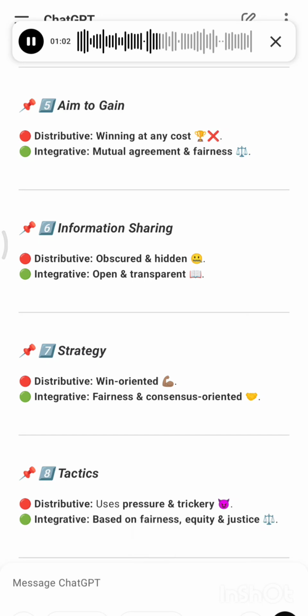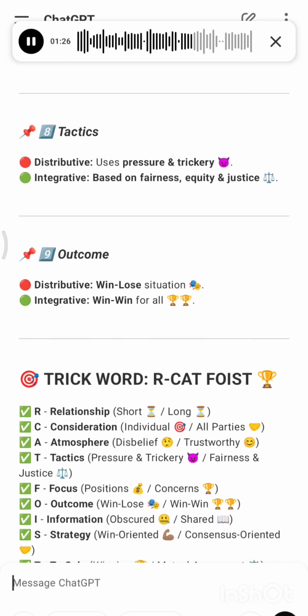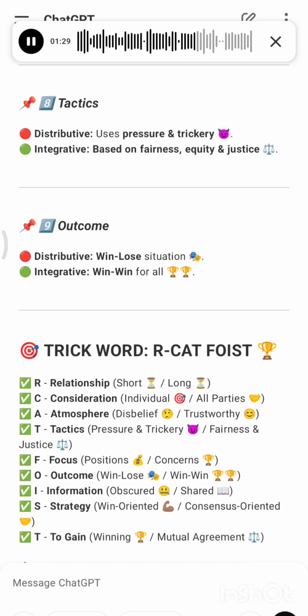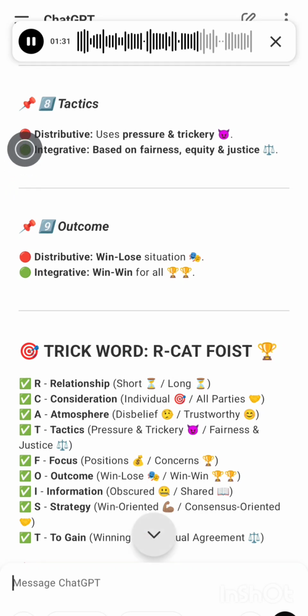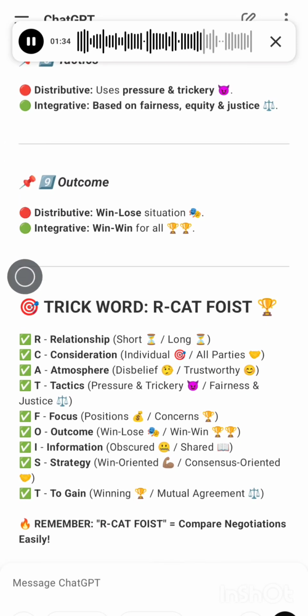6. Information sharing. Distributive: obscured and hidden. Integrative: open and transparent. 7. Strategy. Distributive: win-oriented. Integrative: fairness and consensus-oriented. 8. Tactics. Distributive: uses pressure and trickery. Integrative: based on fairness, equity, and justice. 9. Outcome. Distributive: win-lose situation. Integrative: win-win for all. Trick word: RCAT.